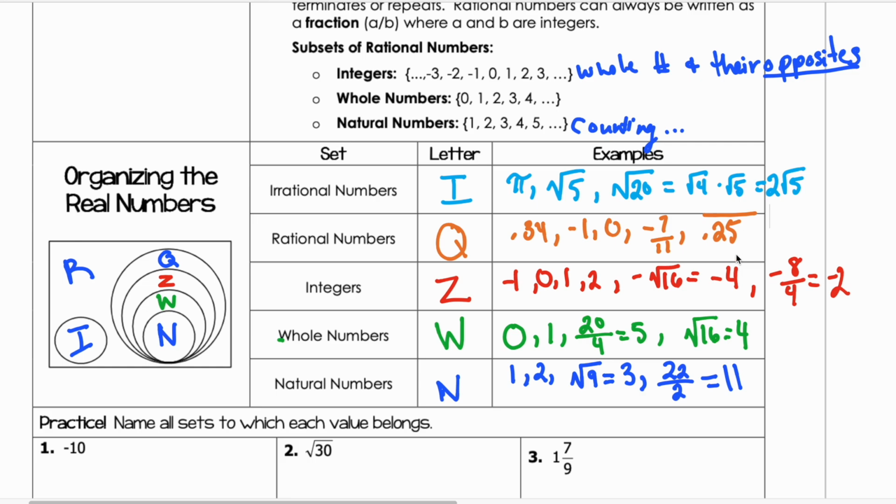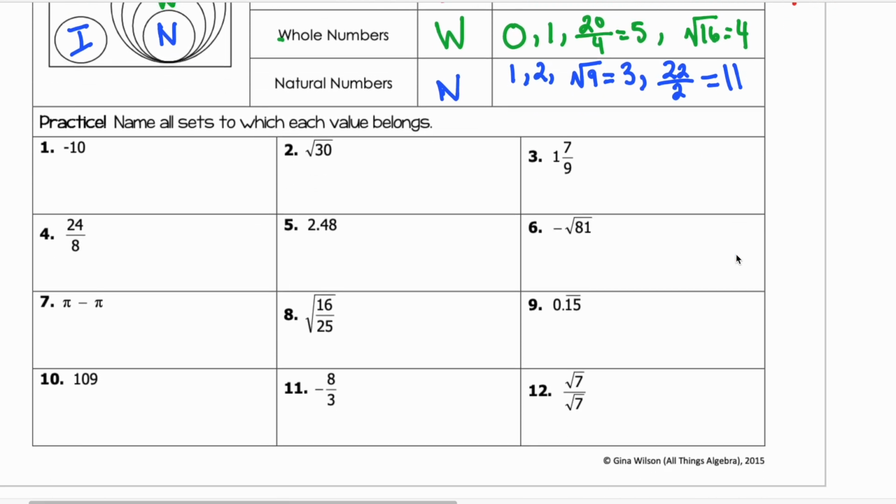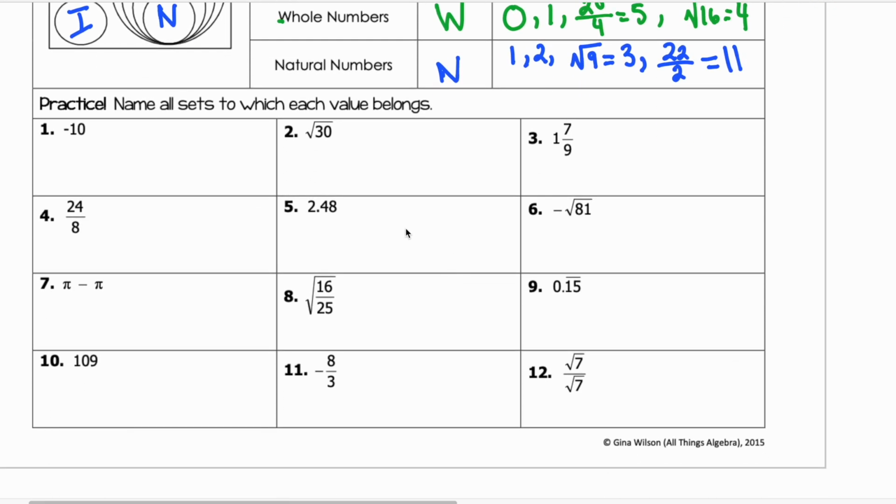Okay. All right, let's go ahead and go down and look at a few examples. Here we have the square root of 30. Well, we just talked about that. When we simplify that number, it would look something like the square root of 5 times the square root of 6. So this is actually an irrational number, so we would write I, but every number is a real number in this system, so we would also write R, excuse me.